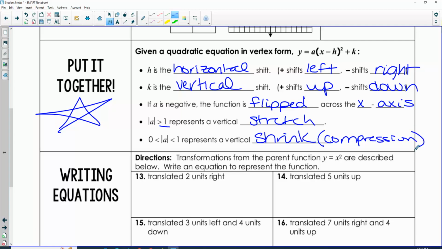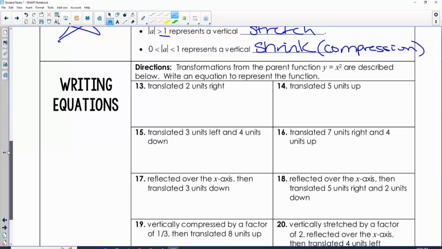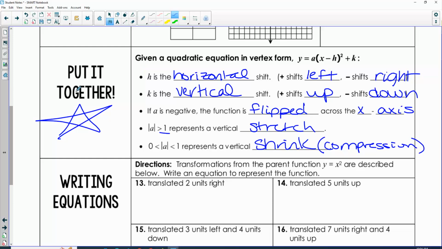I'm okay with either term, but just know you guys are going to take the EOC, so you might see either word on there. So compression just means you're taking it and you're squeezing it down, so it's going to get short and fat. Stretching, it'll be tall and skinny. All right, we aren't going to draw any more graphs today. We're just going to talk about this. So everyone needs to have this written down. You're going to reference it as we look at these bottom ones.